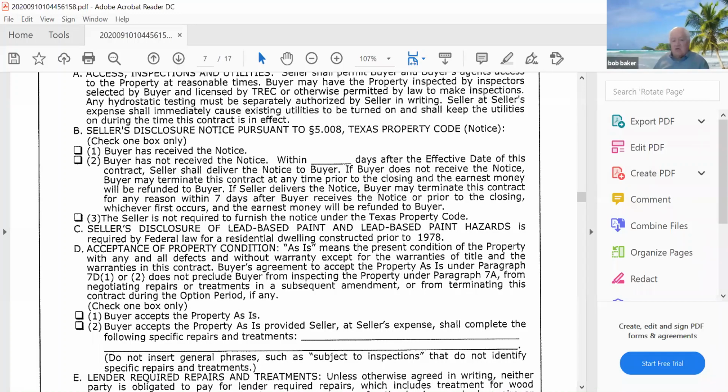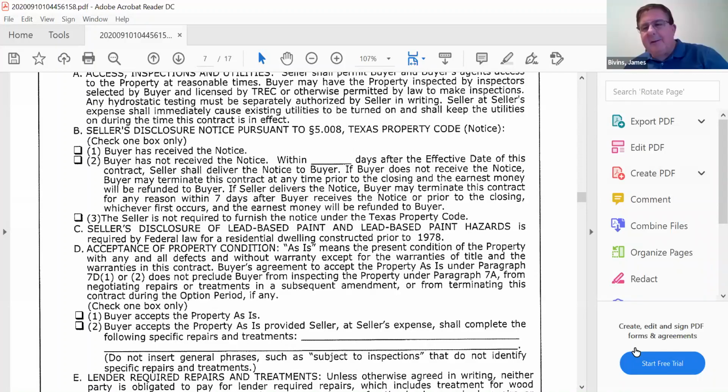Okay, so let's put 5 days in 7B2. So we got 5 days, and the seller is a busy person and doesn't get this to the buyer within the 5 days. What does that do to the contract? Absolutely nothing. Does it terminate the contract? No, it doesn't terminate the contract. In fact, it has no effect on the contract.